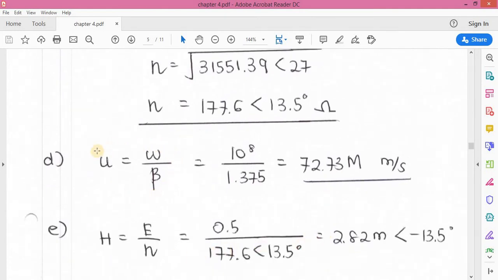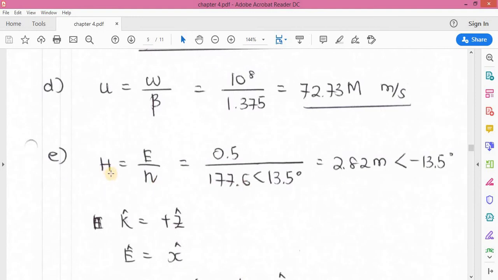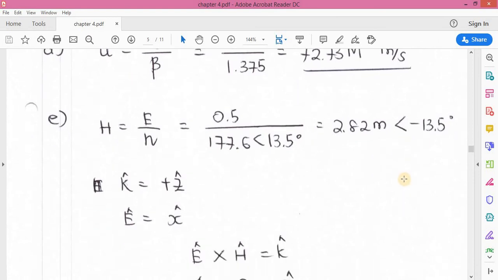And the next one is the velocity. The velocity you can calculate by using these equations. This is your omega, and this is the calculated beta, and you can get this one. This one is the speed. And the next one is to calculate the H, because we want to define the equation for our H, the magnetic field. First of all, we calculate its magnitude based on this relationship. This is the magnitude of E, and this is the intrinsic impedance that we calculated just now. So we get this one.